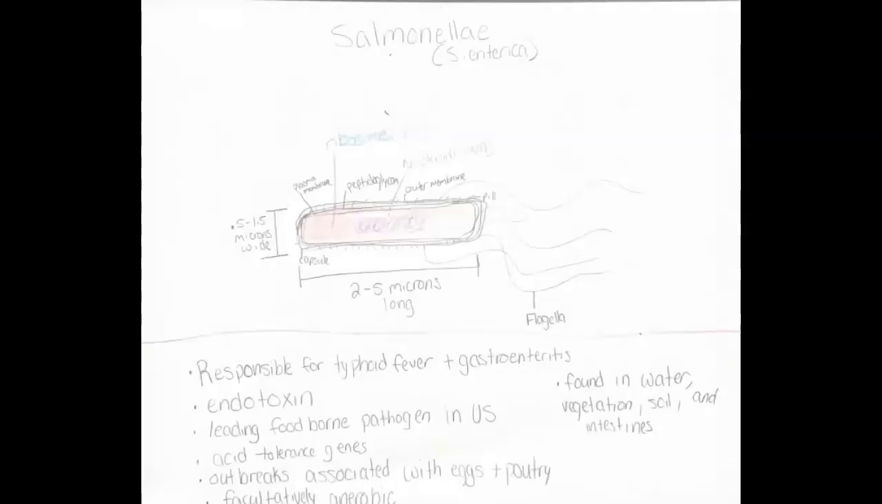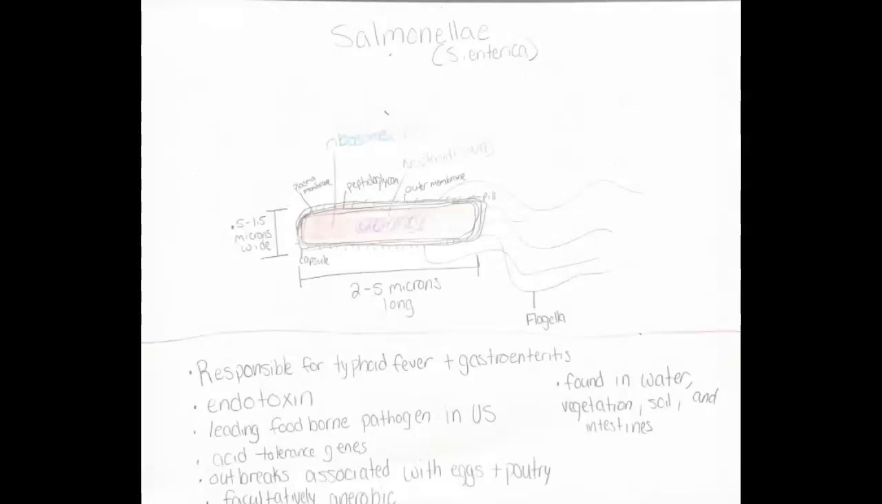First, let's talk about Salmonella itself, specifically Salmonella enterica. Salmonella enterica is the leading foodborne pathogen in the United States and is responsible for typhoid fever and gastroenteritis, or the stomach flu. This bacteria is found in water, vegetation, soil, and the intestines, but Salmonella outbreaks in humans are mostly associated with contaminated eggs and poultry, and is mainly spread by improper hand washing and food handling.